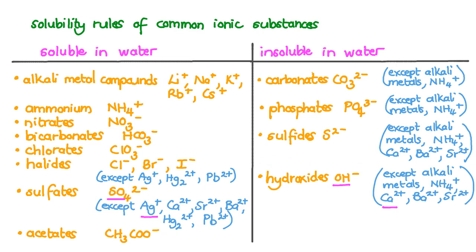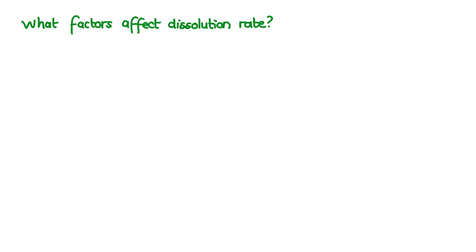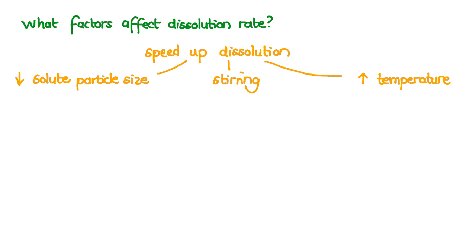We now know which substances do and don't dissolve in water. For those that do dissolve in water, let's have a look at those factors which influence the rate at which they dissolve. If a soluble substance is added to water, it will dissolve all on its own, provided that the amount of solute does not exceed the solubility value at that temperature. However, we can speed up the rate of dissolving or dissolution by decreasing the solute particle size, by stirring, or by increasing the temperature.